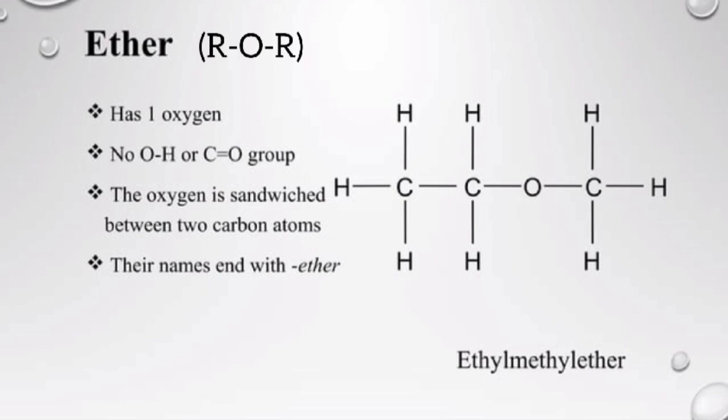The example given here is that of ethyl methyl ether. That is, on the left hand side we have an ethyl group, on the right hand side we have a methyl group, which are both bridged together by an oxygen.